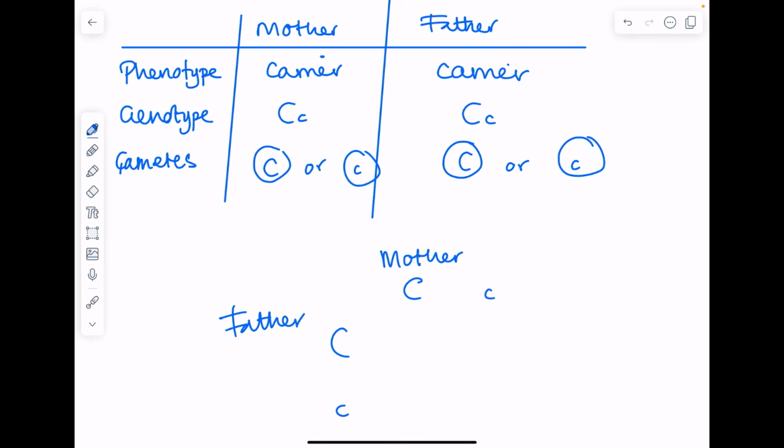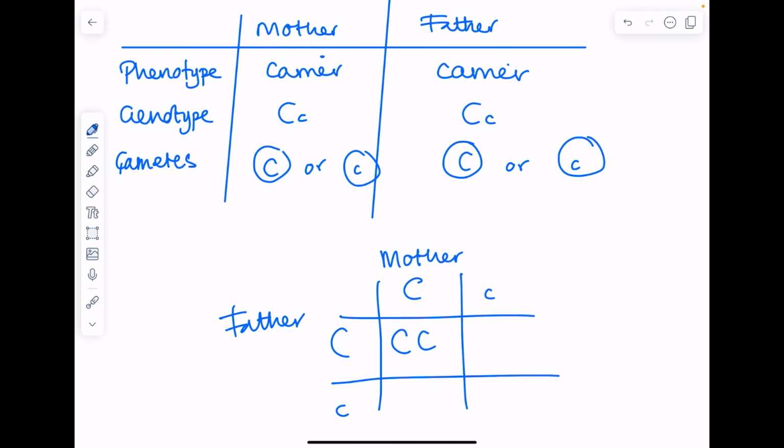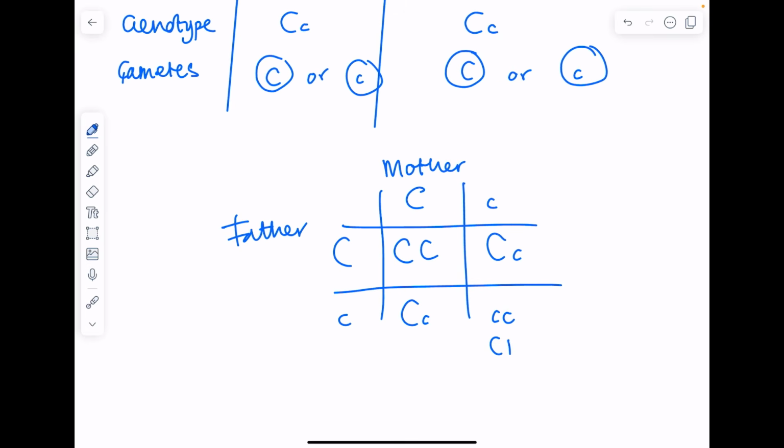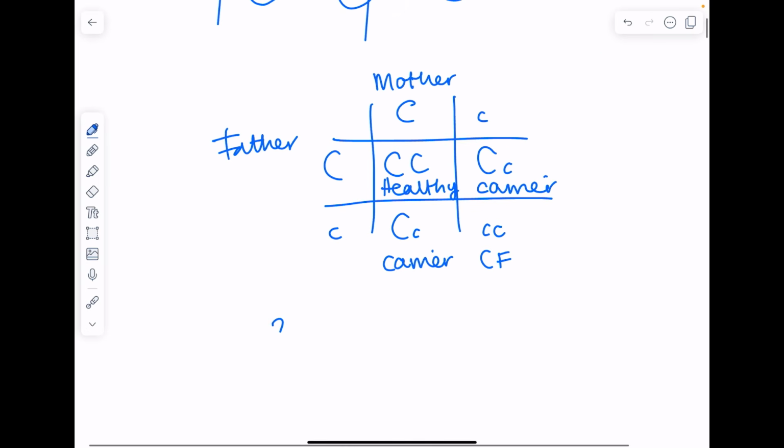And then if we look at the Punnett square, that's a healthy child. Here is a carrier, still healthy though. It's that final child here which will have cystic fibrosis. We can say that these ones here are carriers and that this one's entirely healthy. So it's 25% chance or 0.25 chance of having cystic fibrosis.